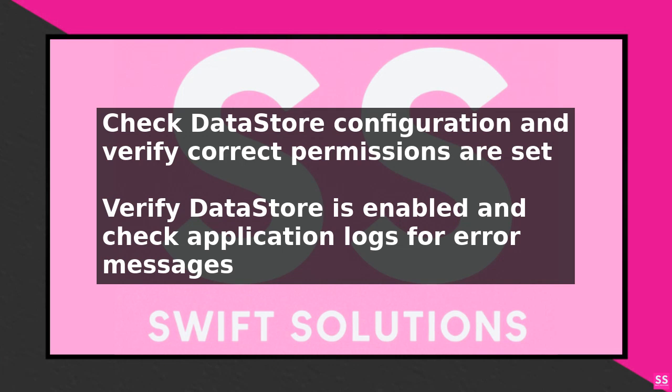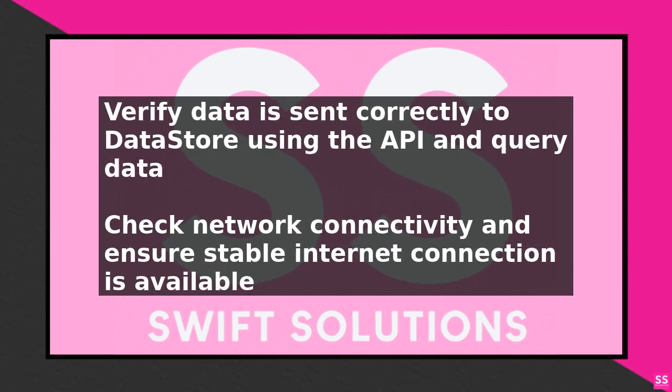Another step is to verify that the data is being sent correctly to the DataStore. Use the AWS Amplify DataStore API to verify that the data is being saved and retrieved correctly. You can use the DataStore API to query the data and verify that it is consistent.